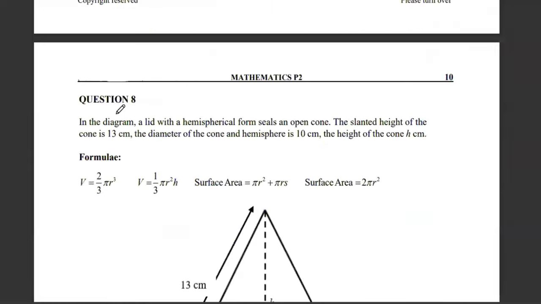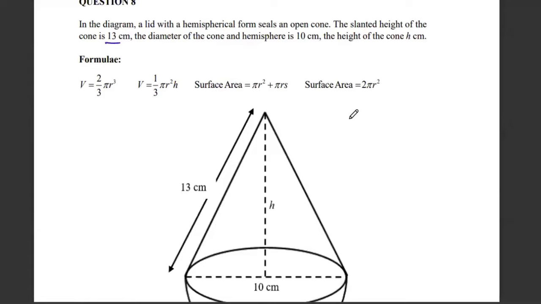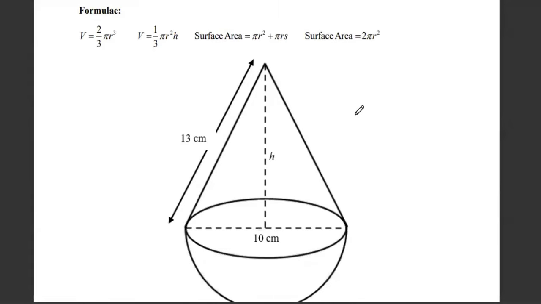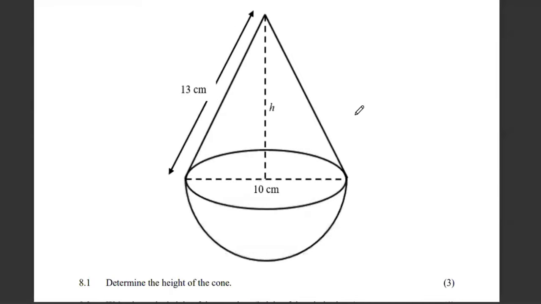Question number 8, which is the measurements. In the diagram, a lid with a hemispherical form seals an open cone. Then the slanted height is 13, the diameter is 10, the height is h. We have the formula, determine the height. So we're going to use Pythagoras. If this is a 5, then h is going to be the square root of 13 squared minus 5 squared, which becomes 12.